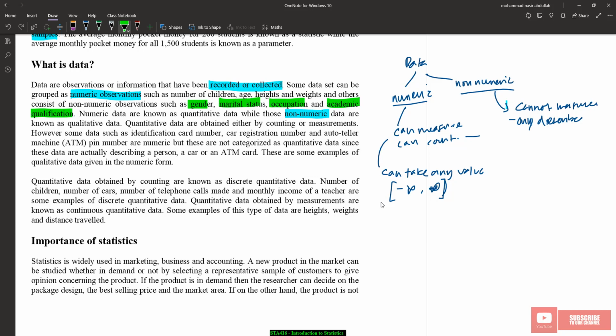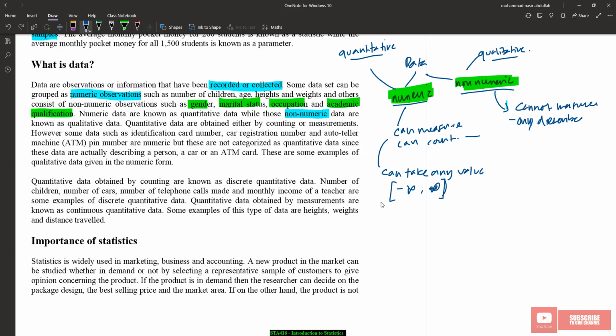Right? So another important point that you need to understand, non-numerical data is also known as qualitative data. So we have two types of data, numeric, non-numeric. Numerical data also known as quantitative data. Non-numeric data is known as qualitative data.